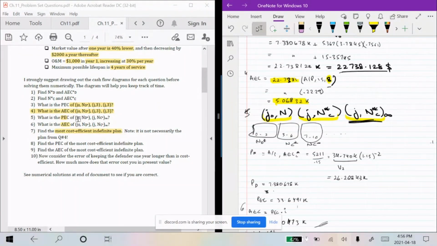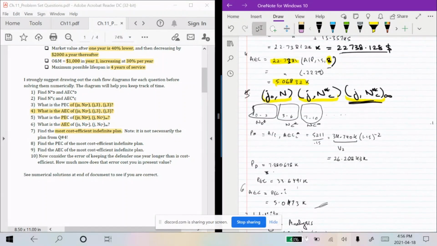Okay, so it's basically the same thing that we did in the third and fourth question, but I'll just go over it again quickly. What it's saying in the fifth question right here is, what is the present equivalent cost of this plan that they gave us? So the Defender is being used for its service life, the Challenger is also being used for its service life, and then the Challenger keeps getting renewed infinitely.